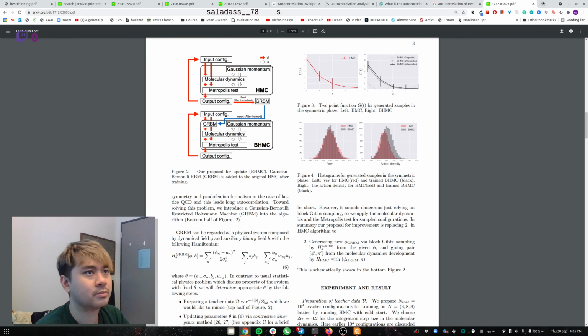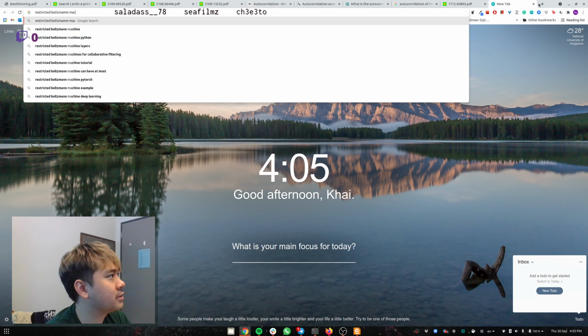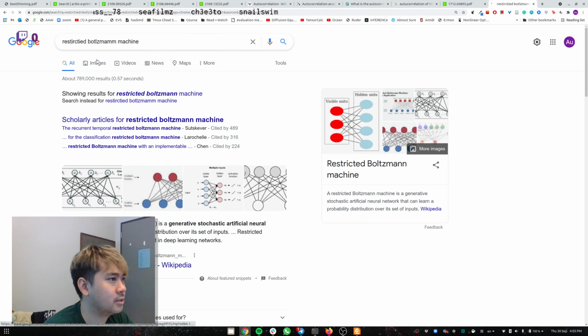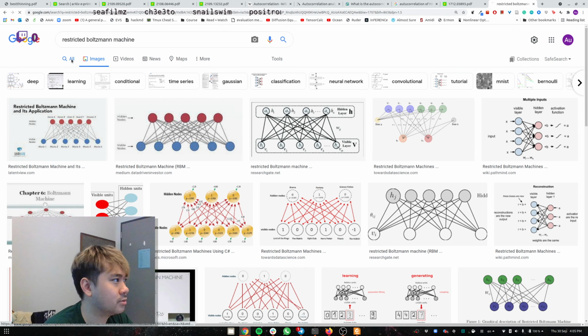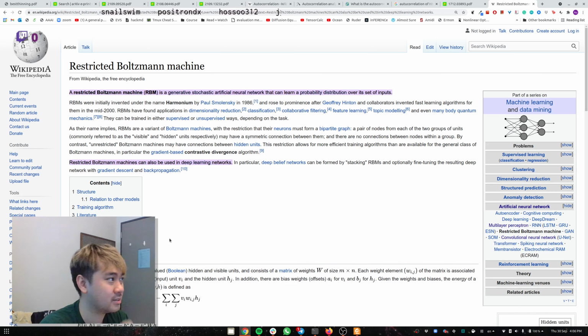What is a restricted Boltzmann machine? Restricted Boltzmann machine, is it the one that has to memorize everything? That's a Boltzmann machine, right? That has to memorize all the inputs, something like that. Like the goal is to recognize the inputs or something. Must form a bipartite graph. A pair of nodes from each of the two groups of units must have a symmetric connection between them. And there are no connection between nodes within a group. What?